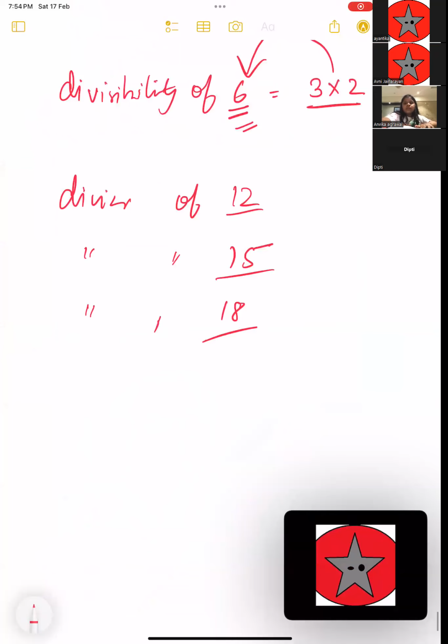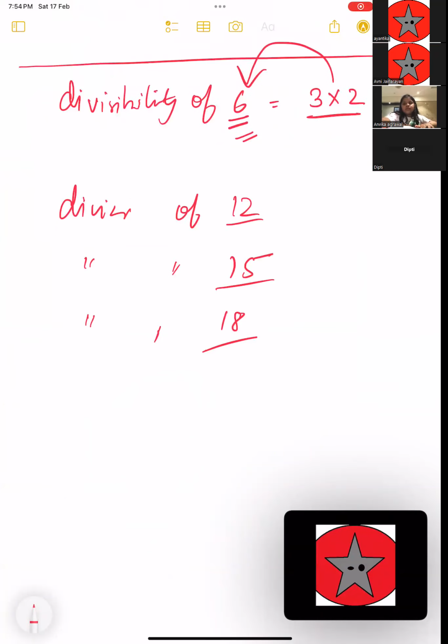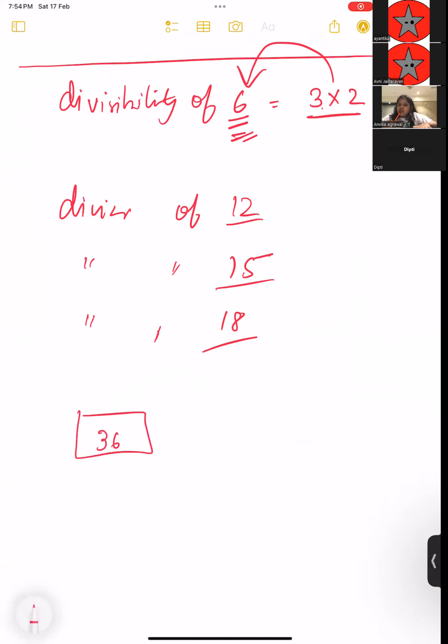So here we wanted to check the divisibility rule of 6. We know that 3 times 2 is 6. If there is any number, say 36, and I ask you, does it come in the table of 6? You will check it with 2. Will 36 be divided by 2? Yes. It's an even number.